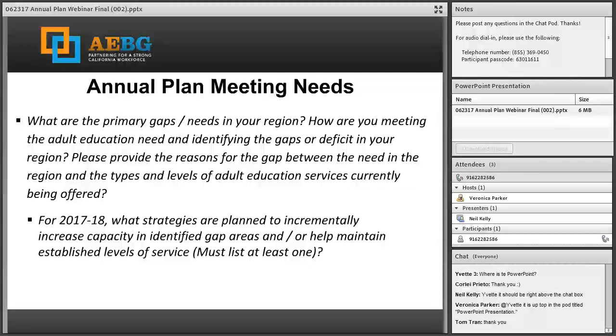So going back to the AB 86 objective, I believe it was objective number 4, it talked about maintenance of effort and service levels, which are different than identifying gap areas. So you can explain that. If you're focused on maintaining service levels because those service levels were cut in the past, and or if you've also looked at identifying gaps and strategies to increase capacity in those areas where you could have a gap.